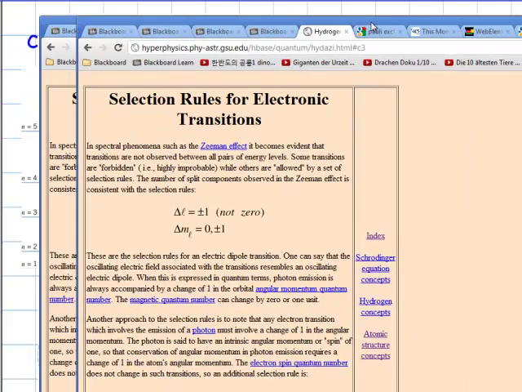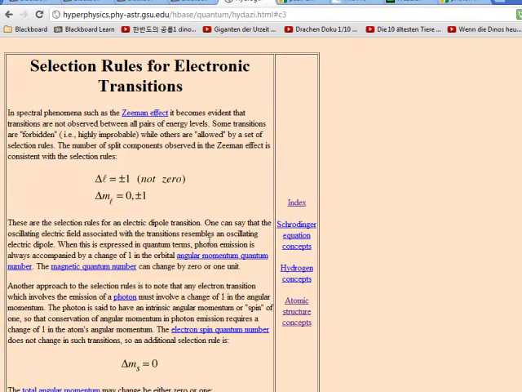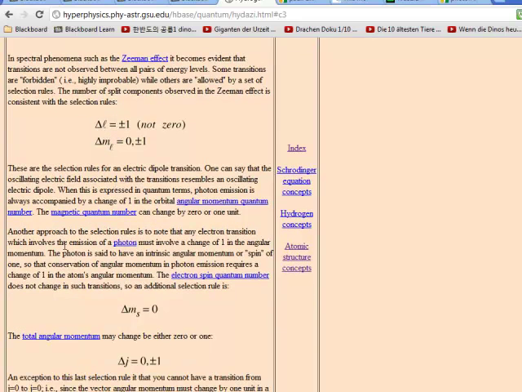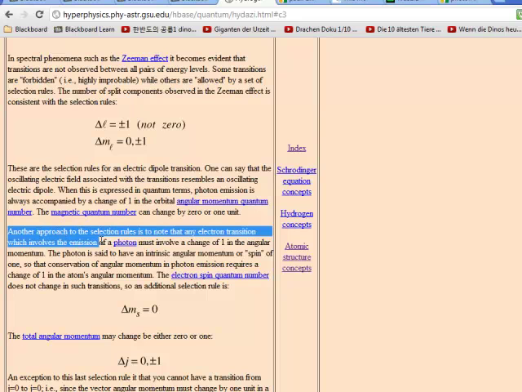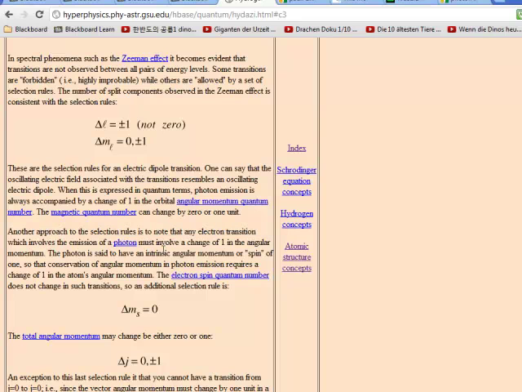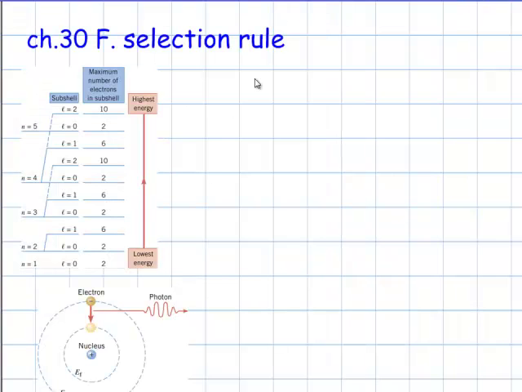And I pulled up HyperPhysics for this one here. And it says, again, here are the restrictions on that, delta L equals plus minus 1. And it says here, another approach to selection rules is to note that any electron transition which involves the emission of a photon must involve a change of 1 in the angular momentum. The photon is said to have an intrinsic angular momentum or spin of 1, so that conservation of angular momentum and photon emission requires a change of 1 in the atom's angular momentum. So the photon itself is taking along an L of plus minus 1.